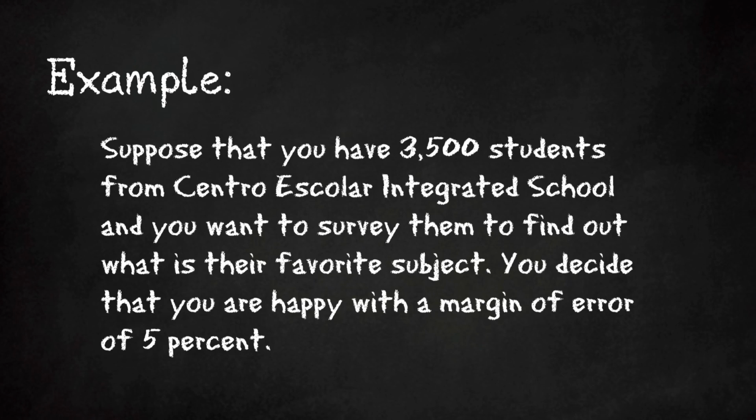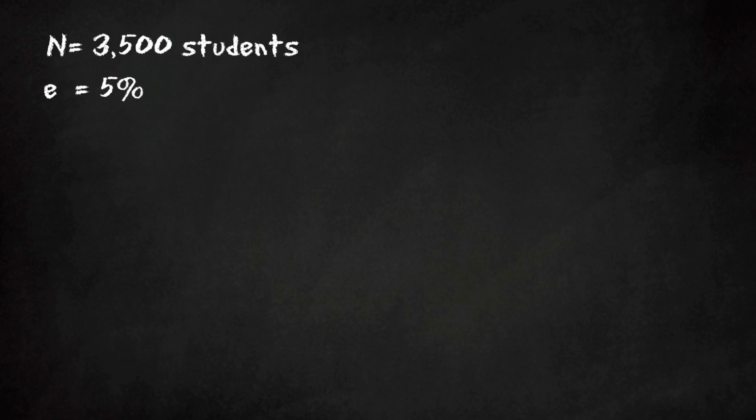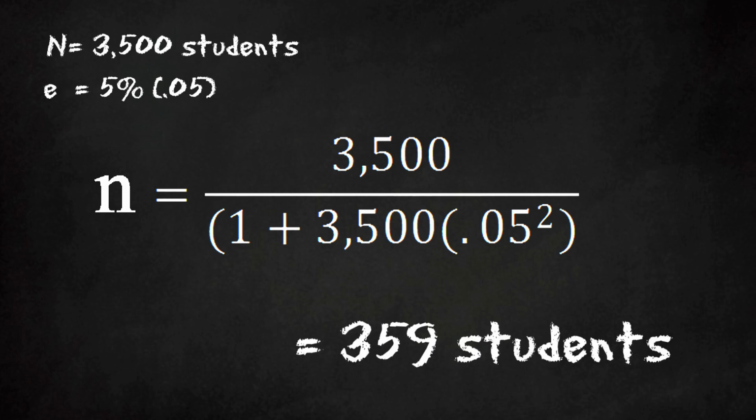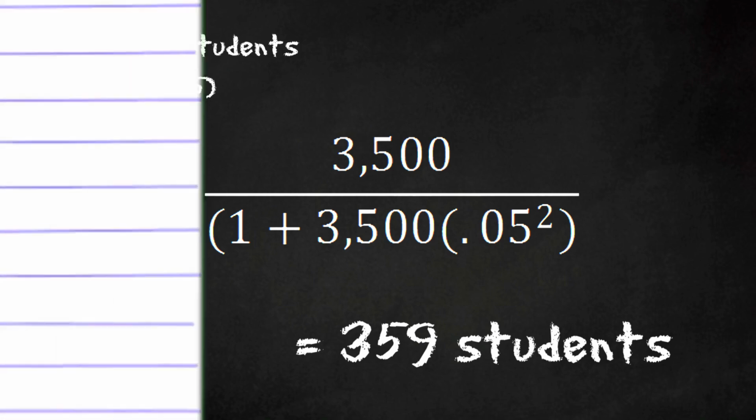For example, suppose that you have 3,500 students from Centro Escolar Integrated School and you want to survey them to find out what is their favorite subject. You decide that you are happy with a margin of error of 5%. So 3,500, which is our population size, over 1 plus 3,500 times 0.05, which is our margin of error of 5%, raised to 2 is equal to 359. So you are required to survey 359 students from CEIS and ask them their favorite subject.